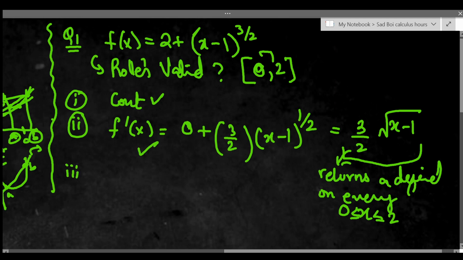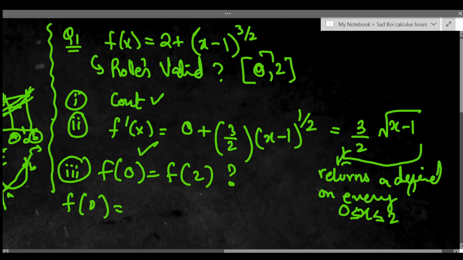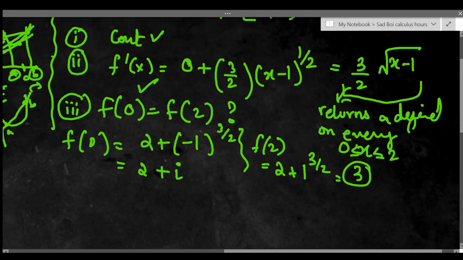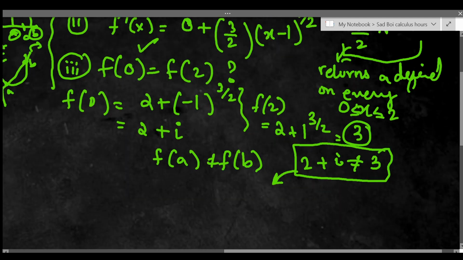Number 3, is f of 0 equal to f of 2? Is this true? So let's just calculate it. F of 0 means you're going to substitute 0 in place of x. So it's going to return 2 plus i, which is a complex number. Now let's see if f of 2 returns the same thing. F of 2 returns 2 plus 1 to the power 3 by 2, which returns 3. So no, f of a is not equal to f of b because 2 plus i is not equal to 3. Hence, you conclude that Rolle's theorem is not valid.